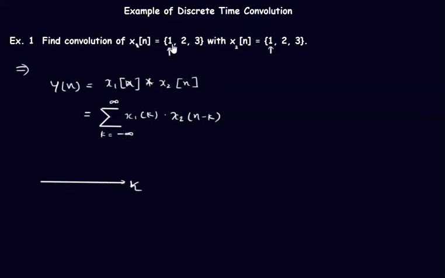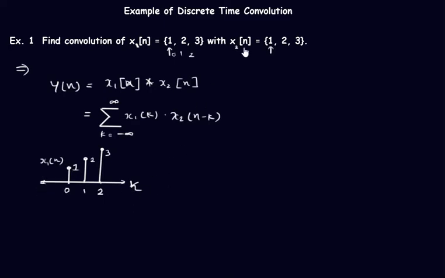Let us draw 1, 2, 3 at the locations 0, 1, and 2. Location 0 will have magnitude 1, location 1 has magnitude 2, and location 2 has magnitude 3. So this is our graph of x1 of n.